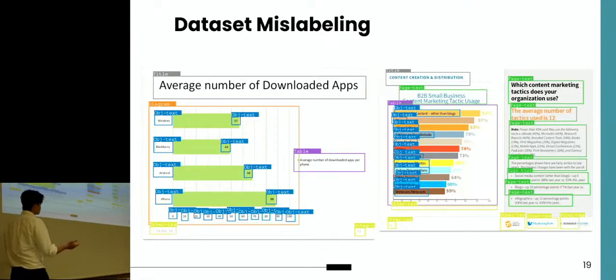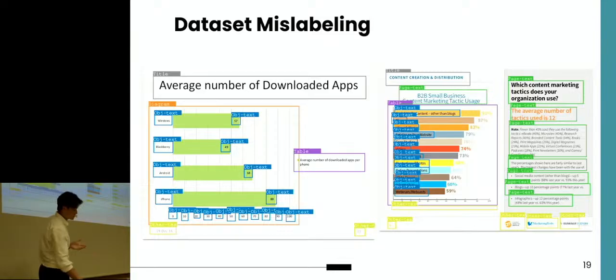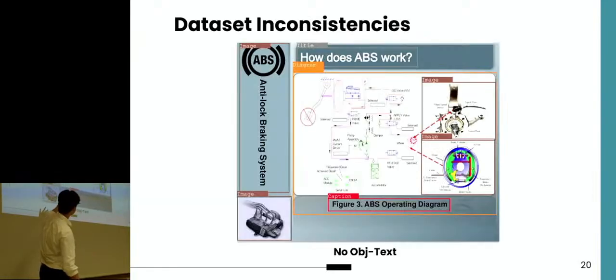And there's another example of this. On this picture, also a sample from the SlideVQA test dataset, you can see that there's a lot of object text that is not labeled. All the text here is not labeled at all. And this will cause an issue later for evaluation.